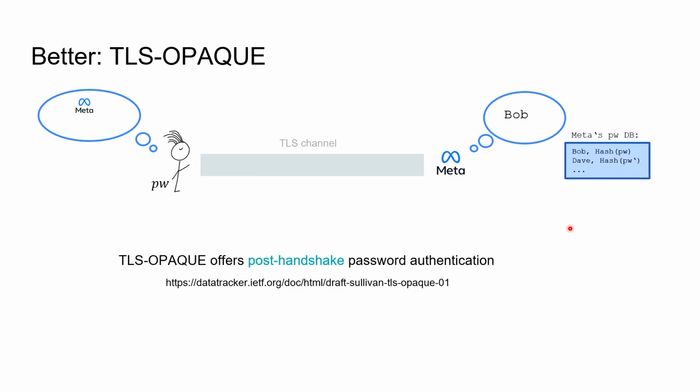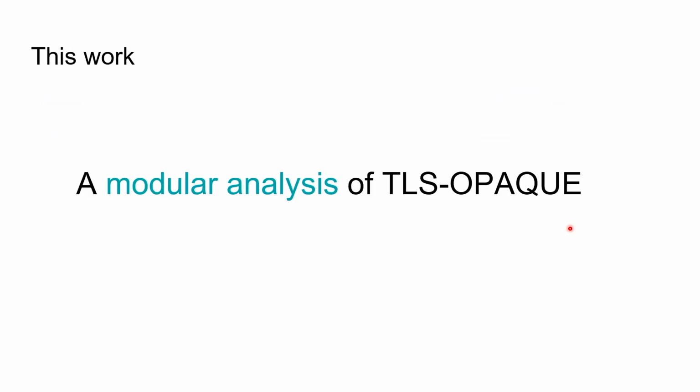Okay, and all of this is done in a zero-knowledge way, meaning that the server learns nothing else. So in this work, I'm going to show you a modular analysis of the TLS-OPAQUE protocol.